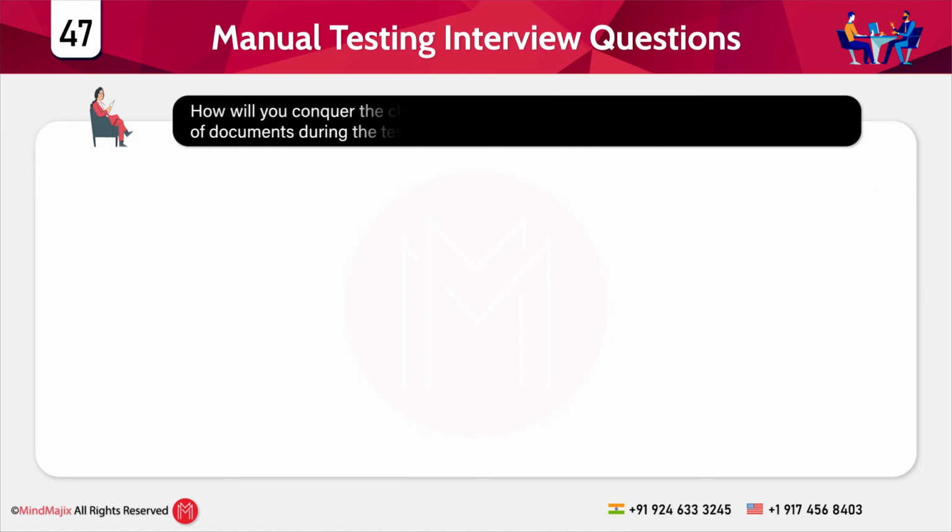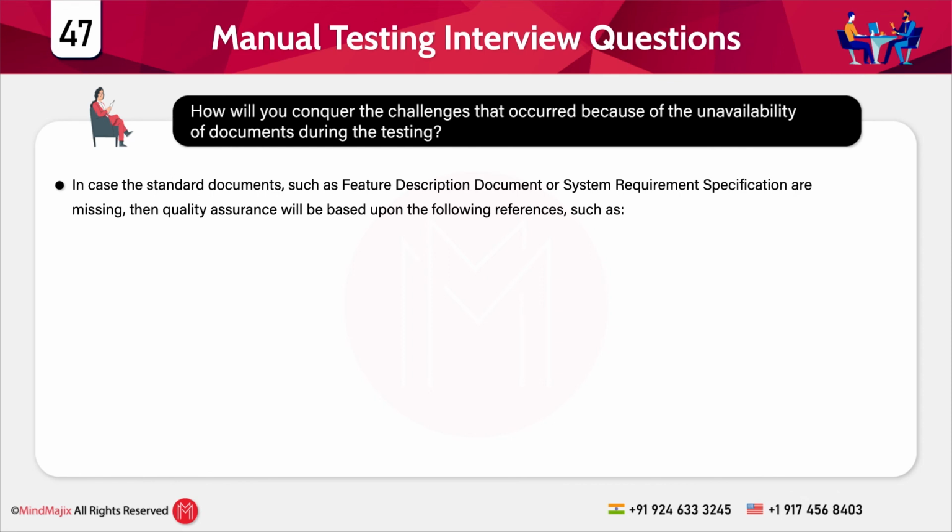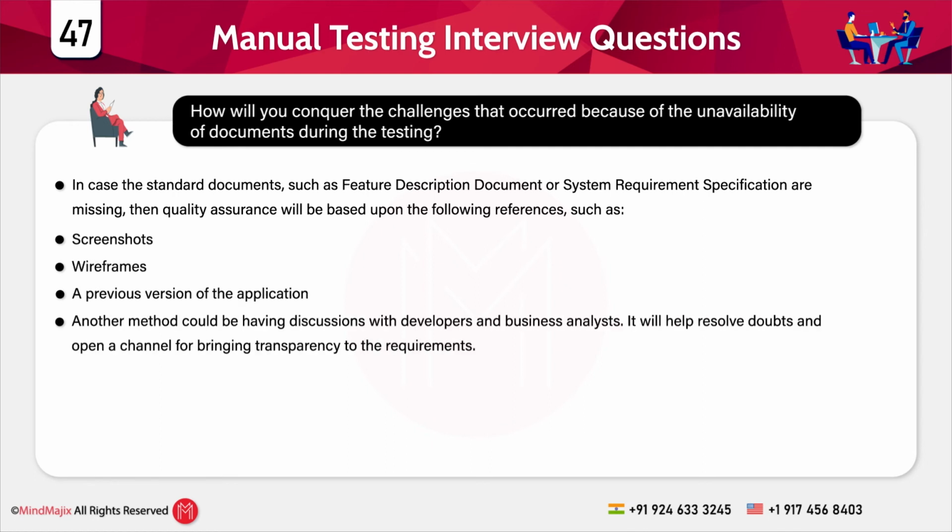The next question is, how will you conquer the challenges that can occur because of the unavailability of documents during the testing? Okay, so in case the standard documents, such as the feature description document or system requirements specification, are missing, then the quality assurance will be based on references such as screenshots, wireframes, and a previous version of the application. Another approach could be having discussions with the developers and the business analysts. This will help resolve the doubts and open a channel for bringing transparency to the requirements.